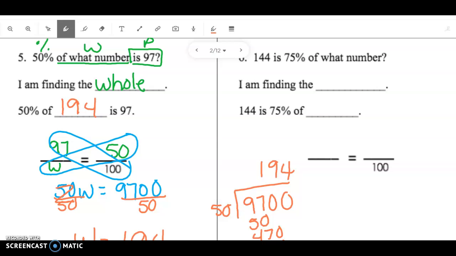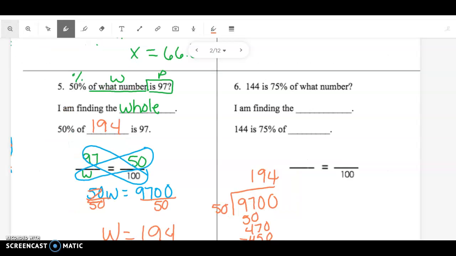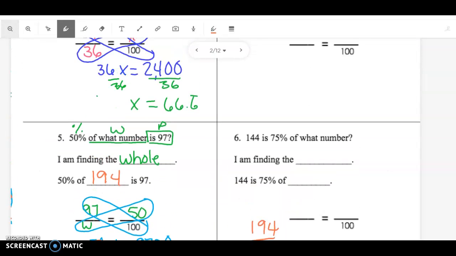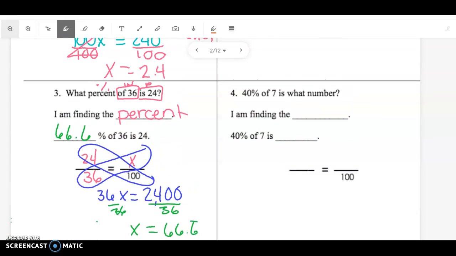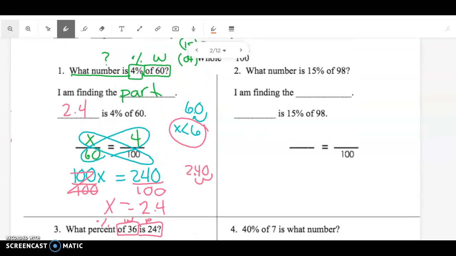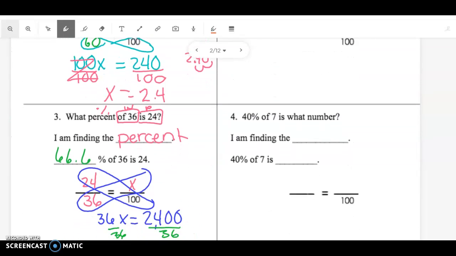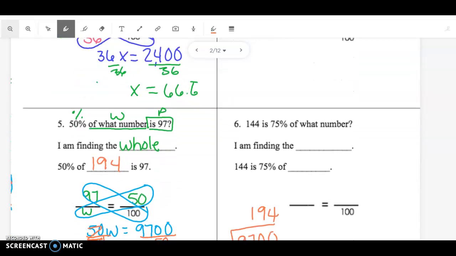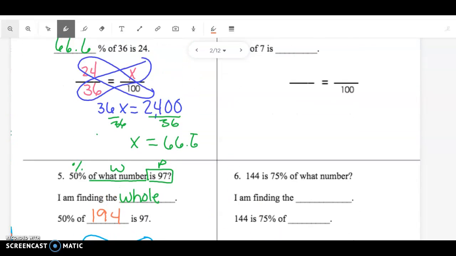Okay, that's where we're going to stop today. The rest of this is for you to work on. We did missing whole, we did missing percent, and we did a missing part. So you have an example of each kind of problem. All right, time for math.